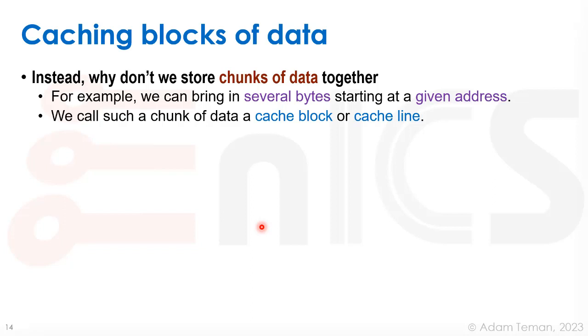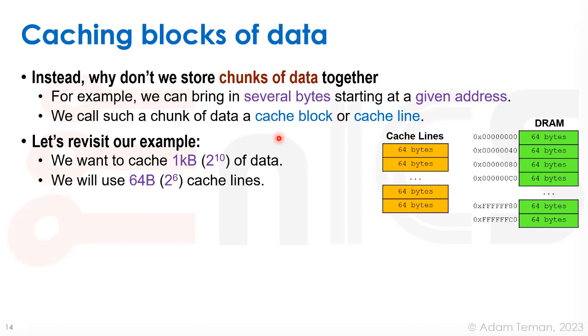So instead, we are going to store chunks of data together. Instead of storing each byte, we're going to bring several bytes in, starting at a given address. We call a chunk of data like that a cache block or a cache line. I'm purposely going to use cache block and cache line interchangeably throughout this lecture, because both of these terms are commonly used, and I want you to get used to the fact that a block and a line are the same thing. So let's revisit our example.